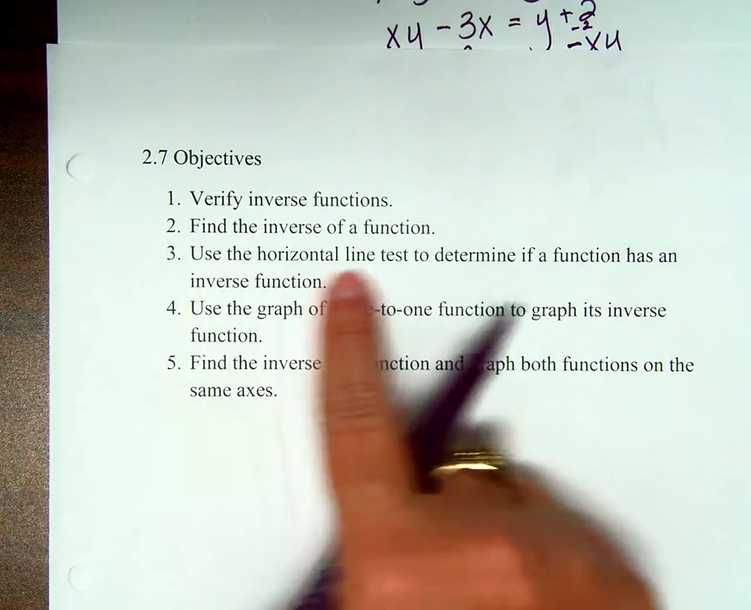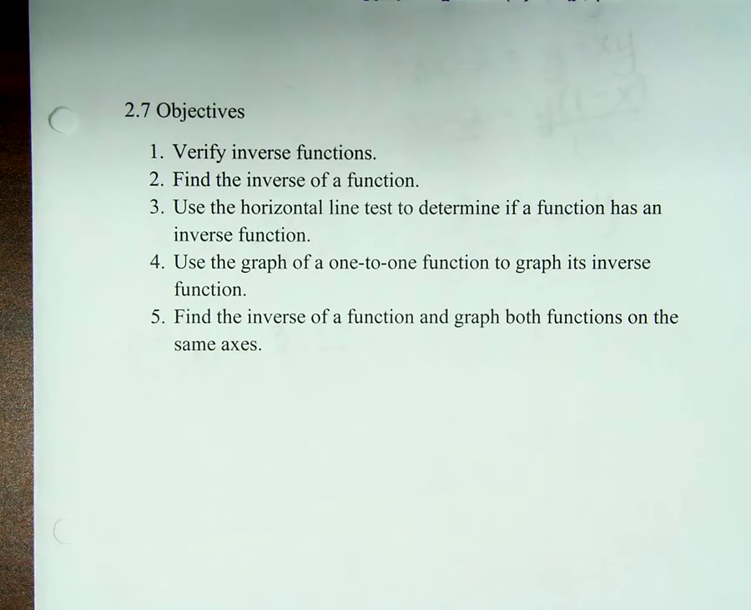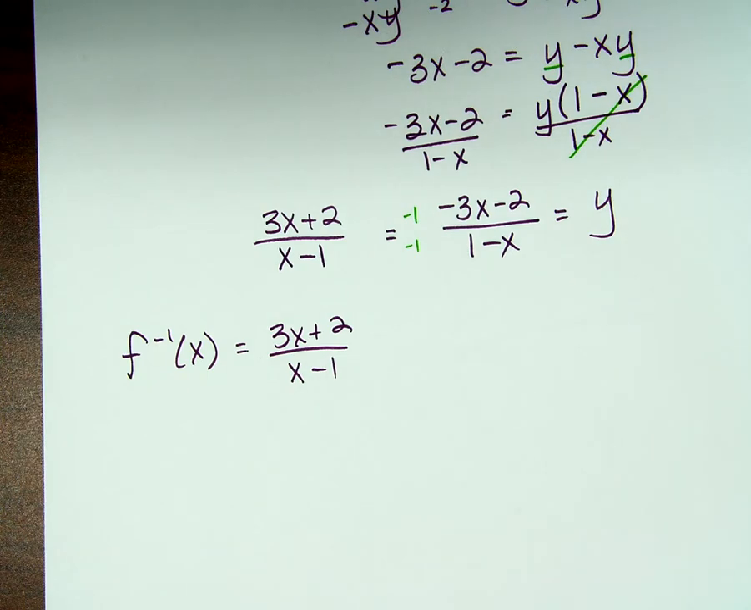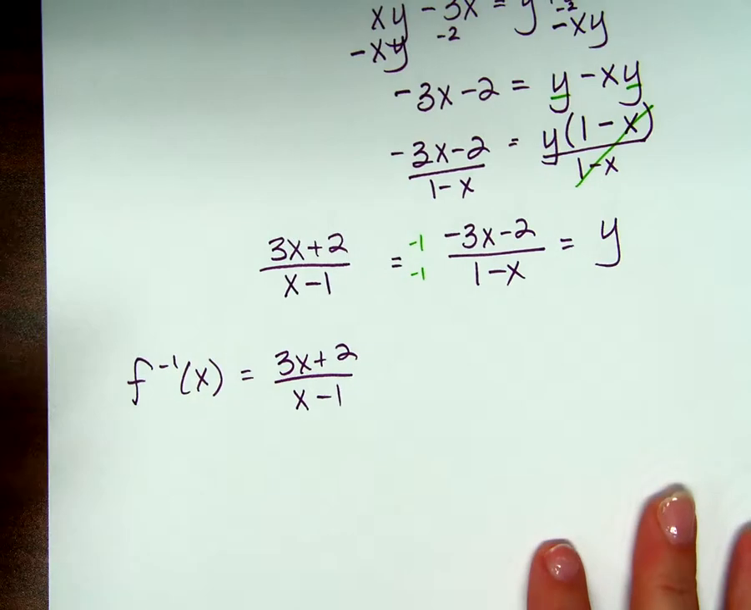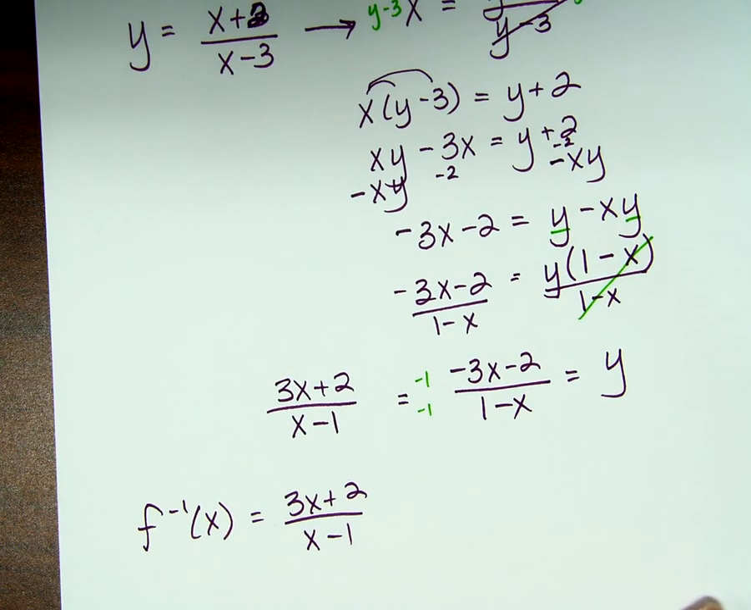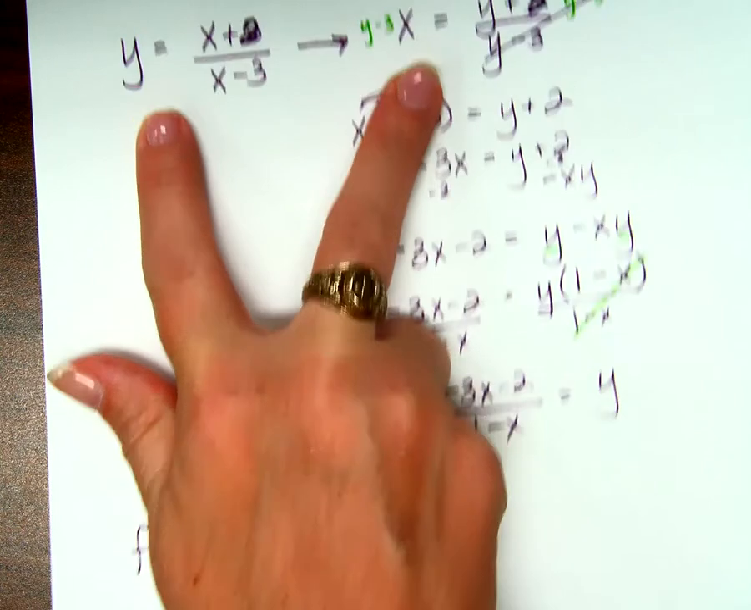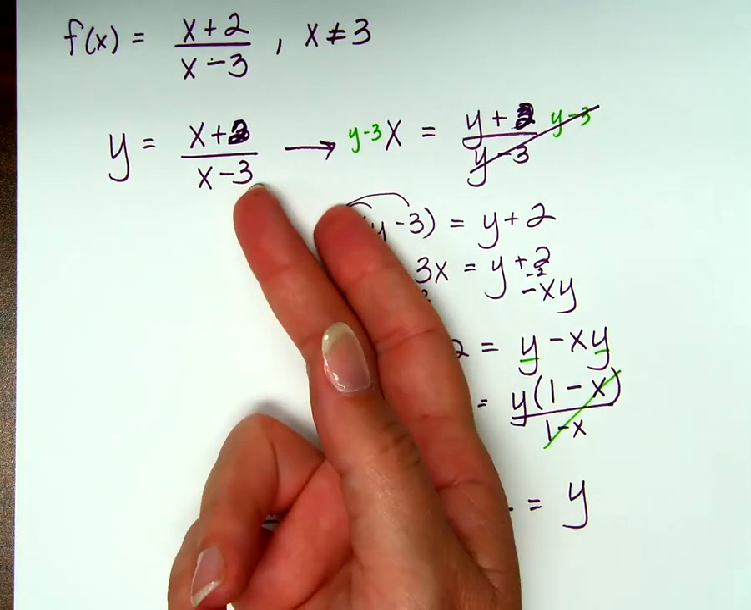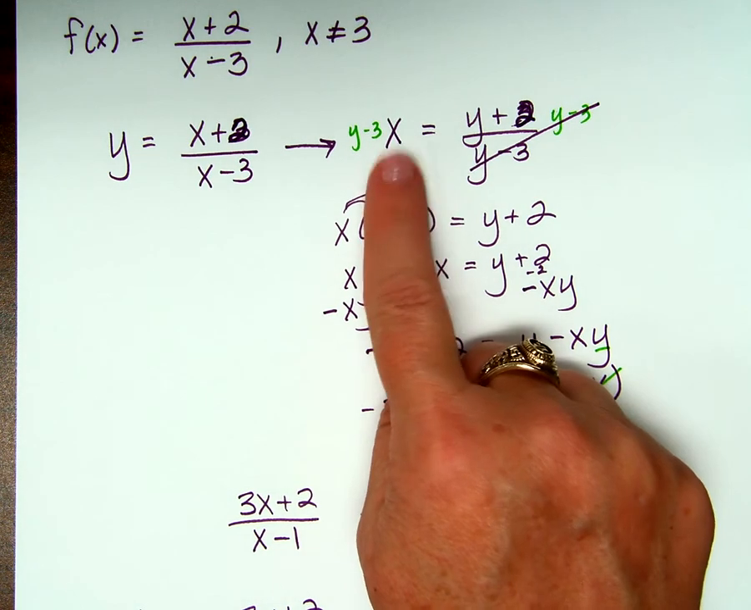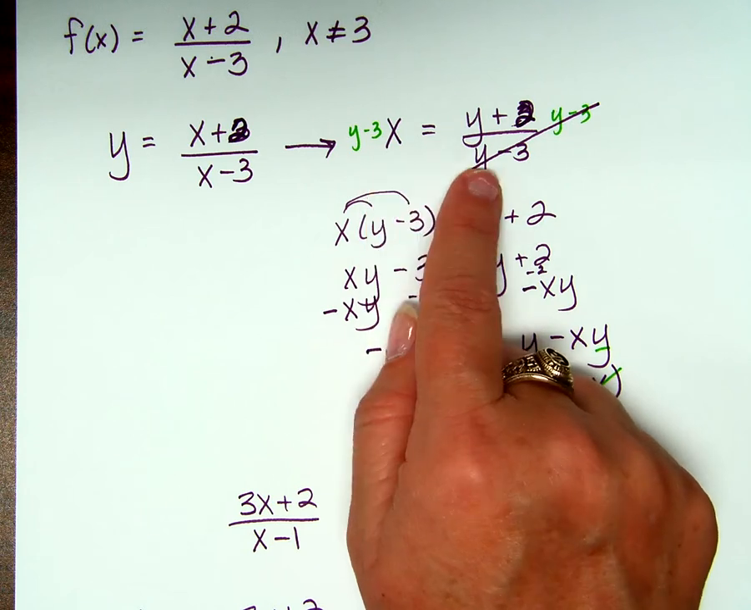Okay, using the horizontal line test to determine if a function has an inverse. Now here's what I want you to remember from Algebra 2. We did a lot of graphing of functions and their inverses, and we realized pretty quickly that since we're taking x and y and switching them, if I graphed one and then its inverse, what line are these things reflecting across? Y equals x. They're reflecting across the line y equals x because I'm actually making x and y switch places.